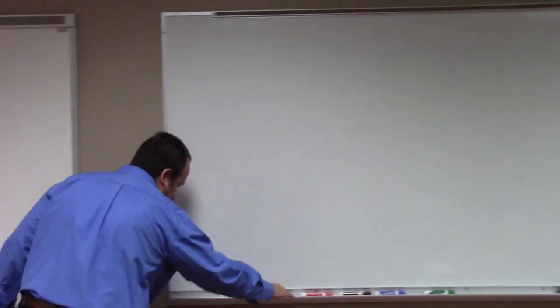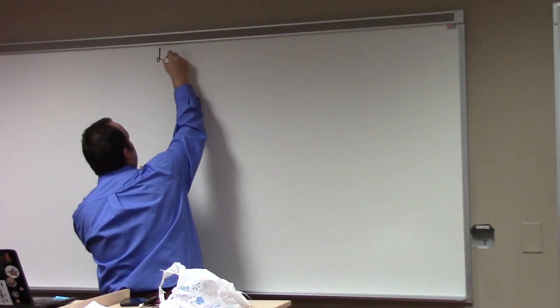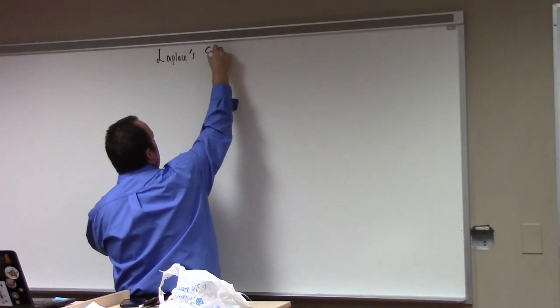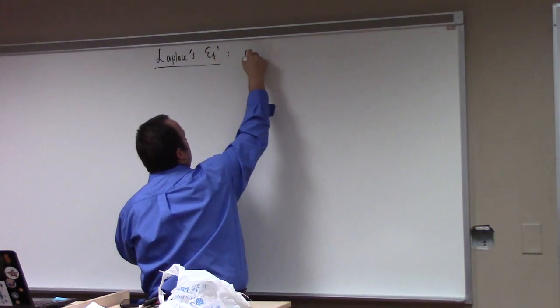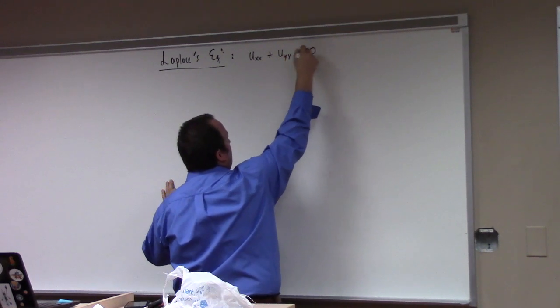All right. I need to remind myself of our problem, because it's hard to solve a problem unless you have a problem to solve. We are solving Laplace's equation today, among other things. And so the method for solving Laplace's equation, for us, looks like u_xx plus u_yy equals 0.